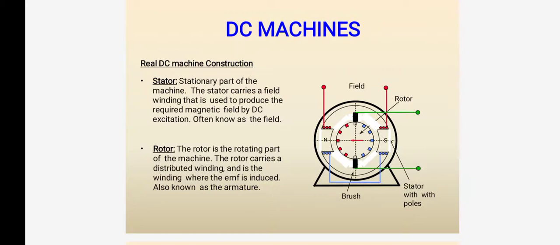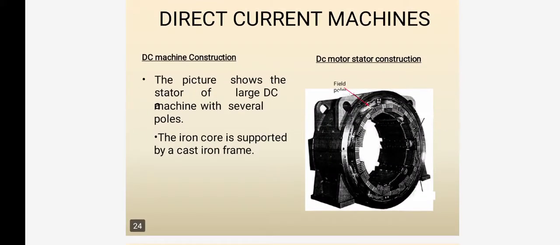The stator is the stationary part of the machine. The stator carries a field winding that is used to produce the required magnetic field by DC excitation, often known as the field. The rotor is the rotating part of the machine. The rotor carries a distributed winding, and it is the winding where the EMF is induced, also known as the armature.